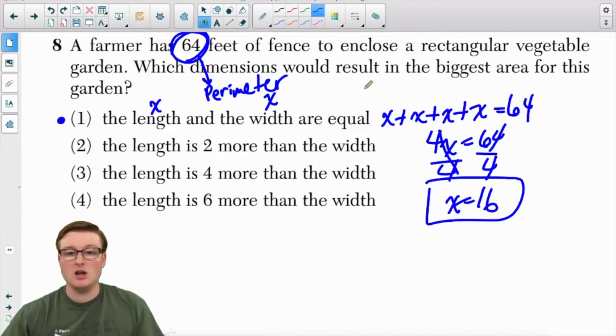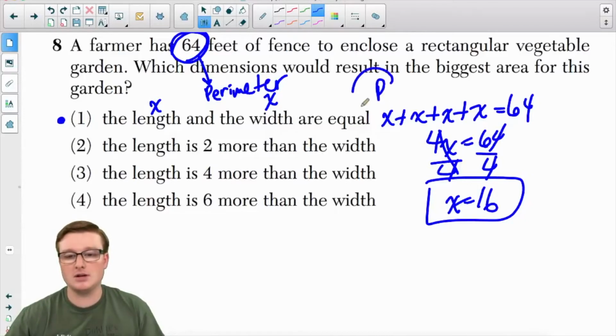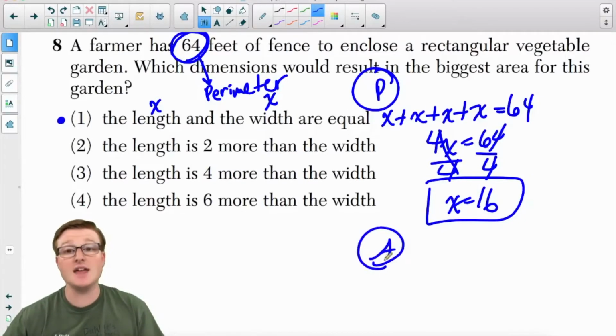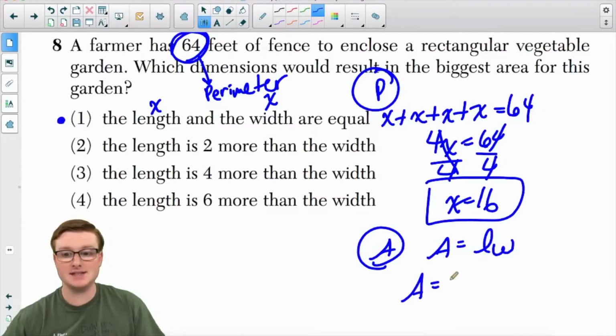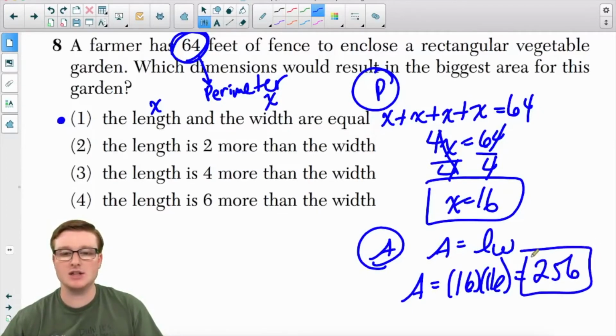So now, we just found the perimeter. Now we need to find the area. The area of a square is length times width. So the area of this is 16 times 16, which is equal to 256 when you plug it into the calculator.